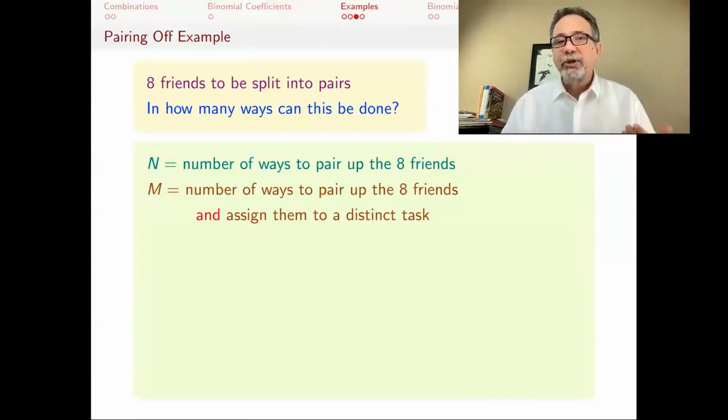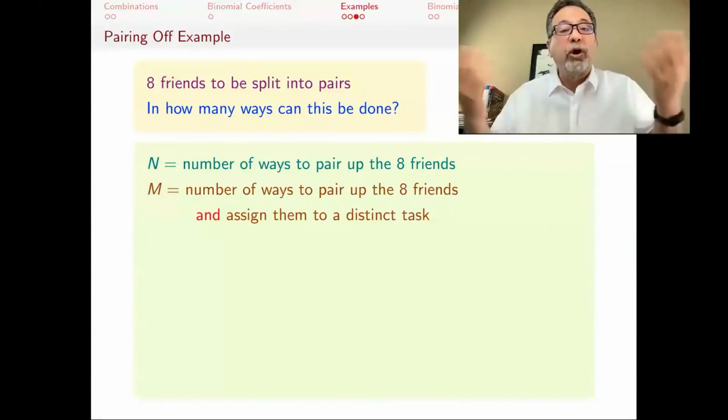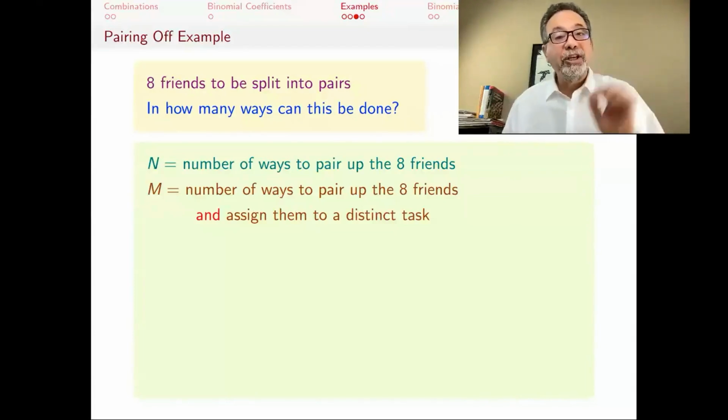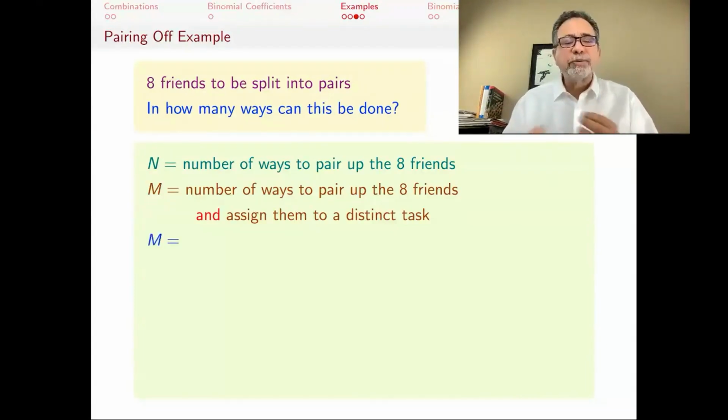These two numbers are not going to be quite the same because in the first one, you're just pairing them. You haven't decided yet what task they're going to do, or maybe they all have the same task. It doesn't really matter. You're just pairing them. But M, you're giving them each a distinct task. What's the difference between M and N?